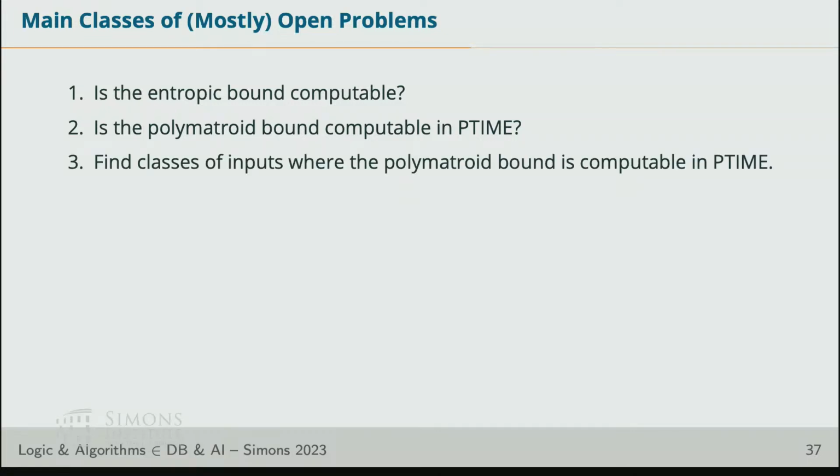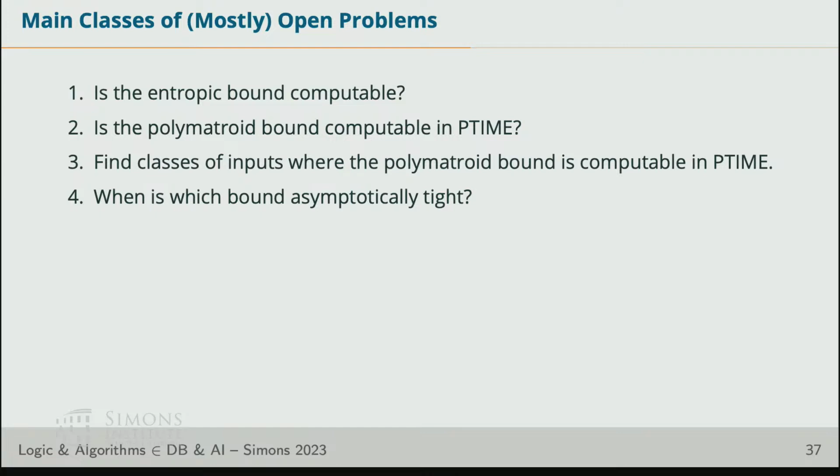And if it is not in P, and we have some good reason to conjecture that it's not, then what are the classes of inputs for which it's in P? Because it's very important in databases to be able to do cardinality estimation within P time. By inputs here, you mean constraints? I meant the constraints, yes. The structure of the constraints somehow.